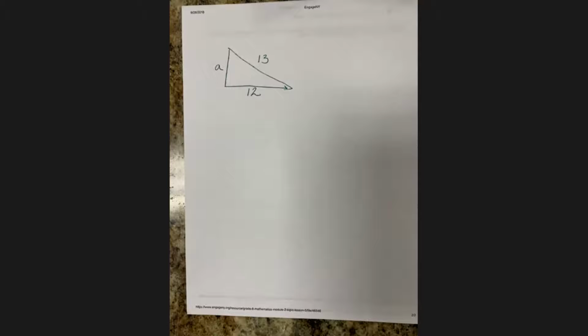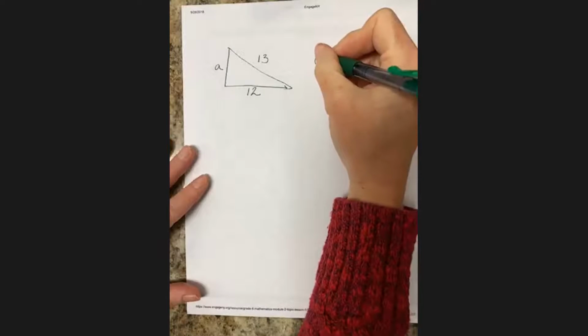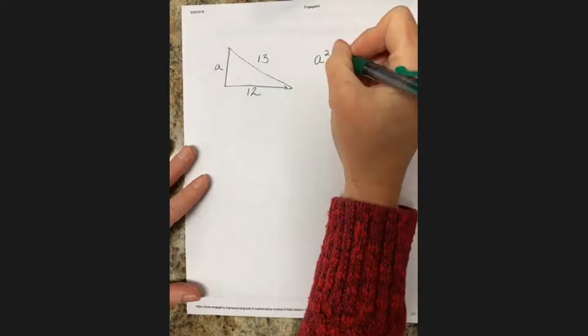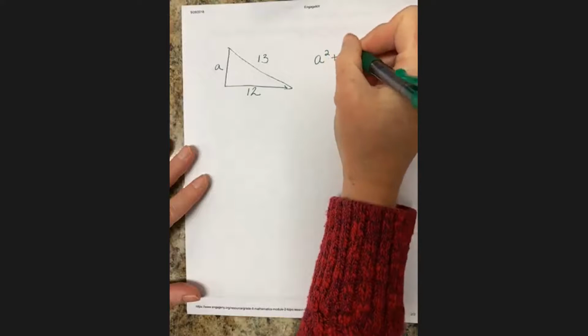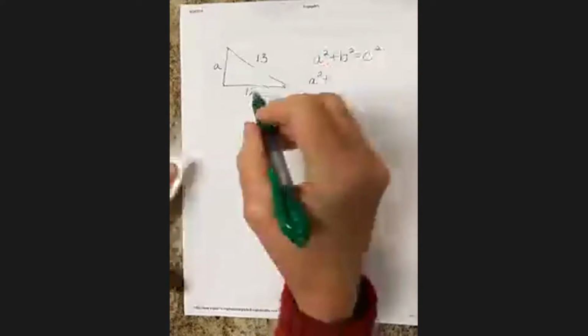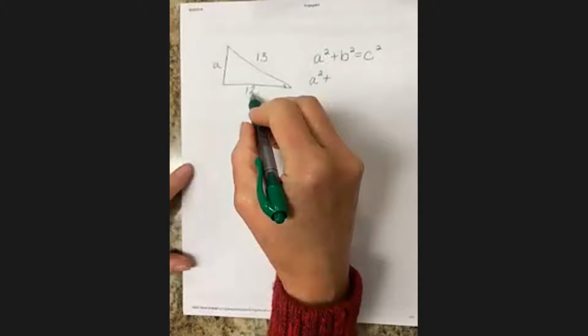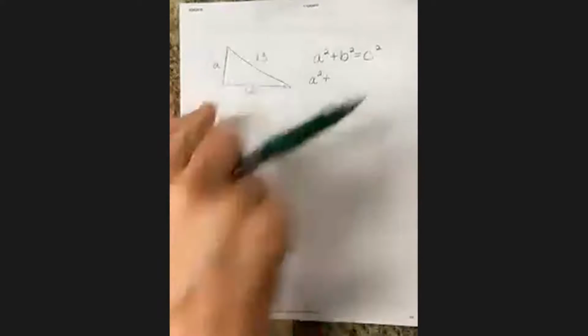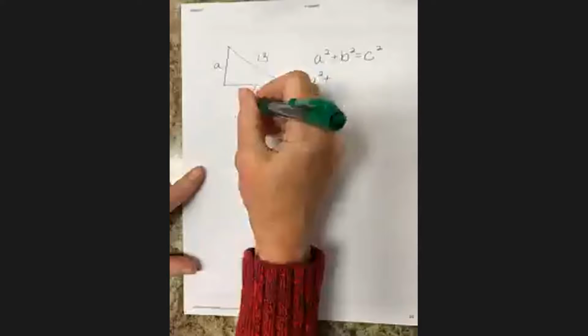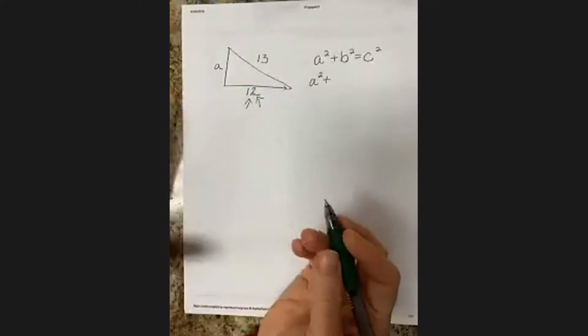You could subtract 13 from 12. No, wait, an idea. All right, so let's go back to the Pythagorean theorem. We know that a squared plus b squared, don't know what it is. A squared, but do we know what b is? Yeah, b is 12, right?